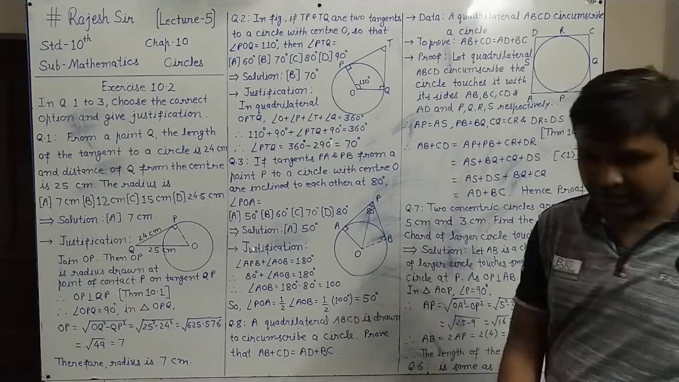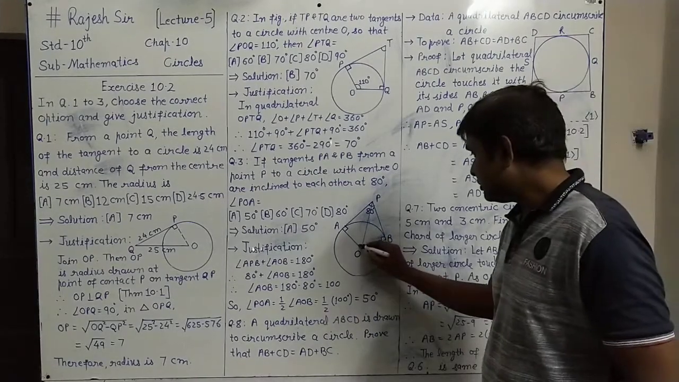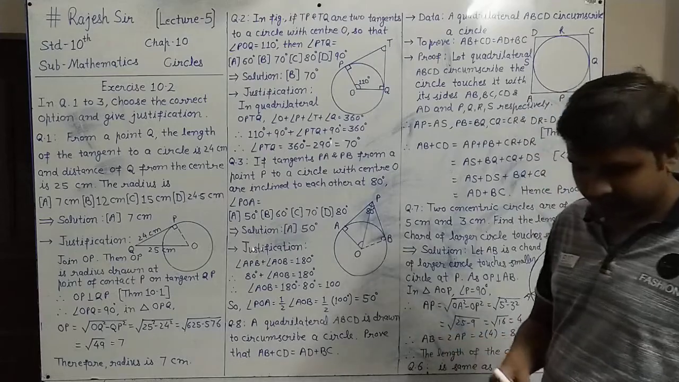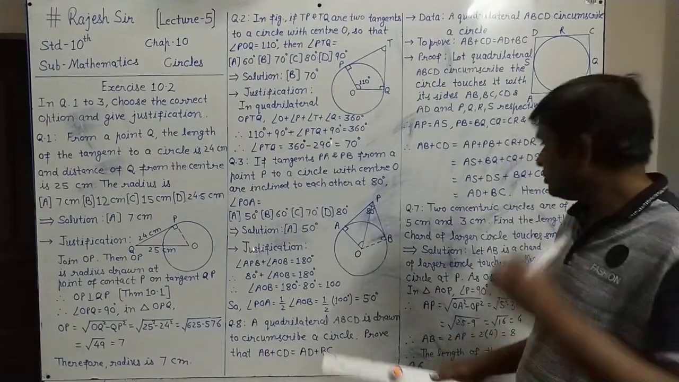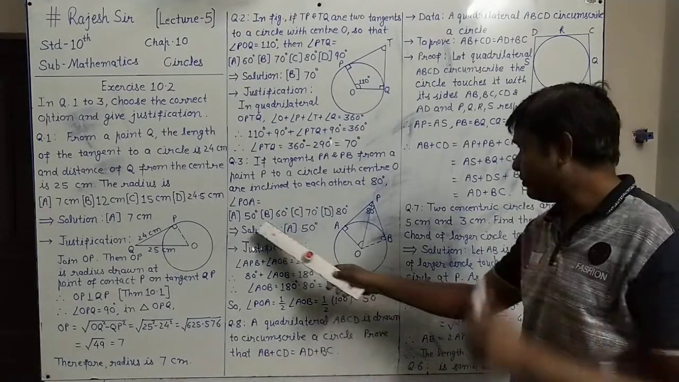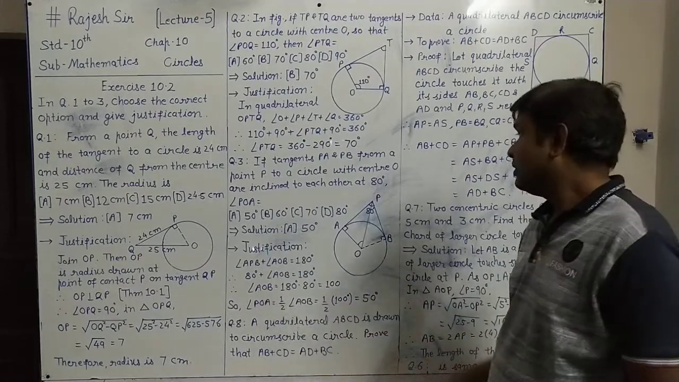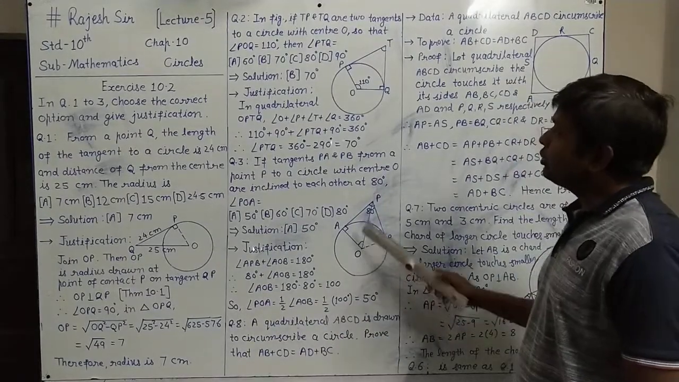POA. This angle is asked. This angle we want to find out. So the answer is option A, 50 degrees. How does it come? Let's see. Here we can go this way also.